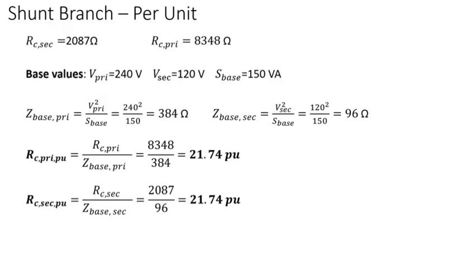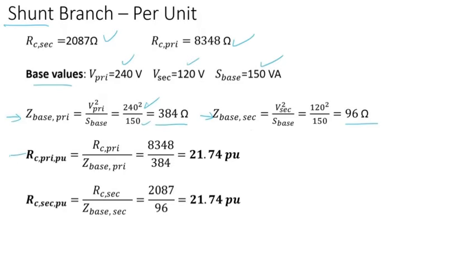Now we will calculate the per unit values. So for the shunt branch, we calculated RC on the secondary side, RC on the primary side, and here are my base values. Primary is 240 volts, secondary 120 volts, transformer is 150 VA. Those are base values. So then I know Z base, primary is the V primary squared divided by S base. Then I just plug in the numbers, I get 384 ohms. I do the same thing for the secondary side, I get 96 ohms.